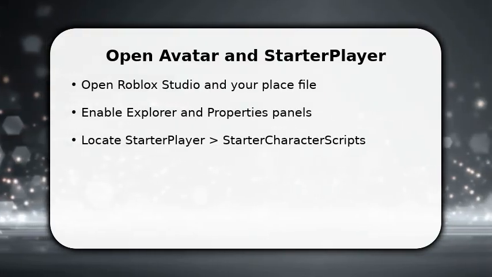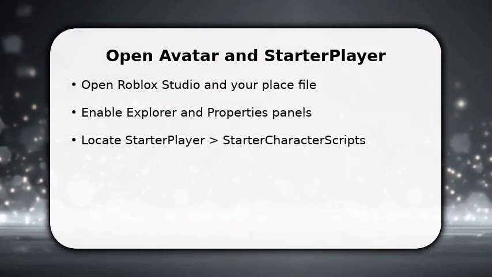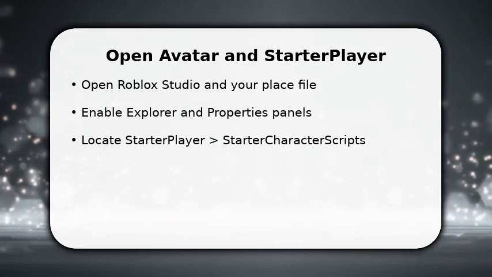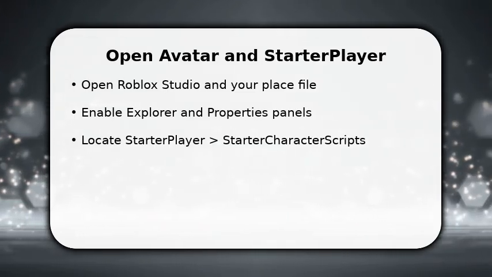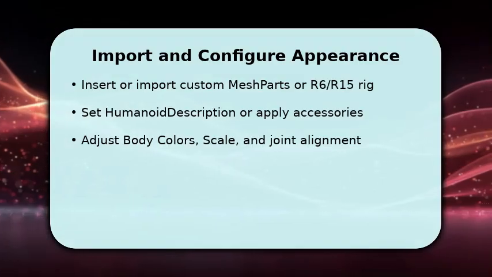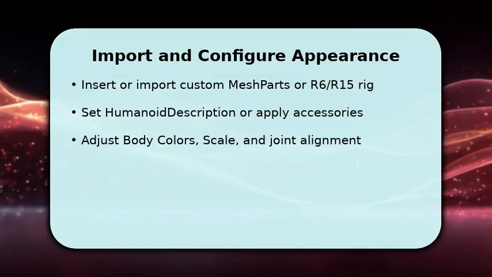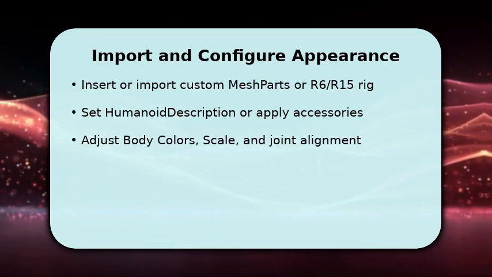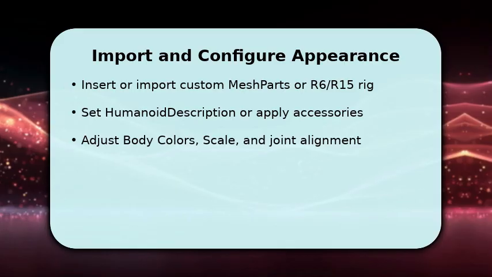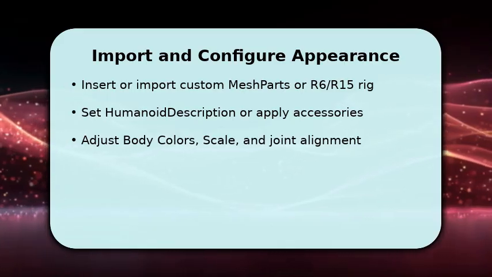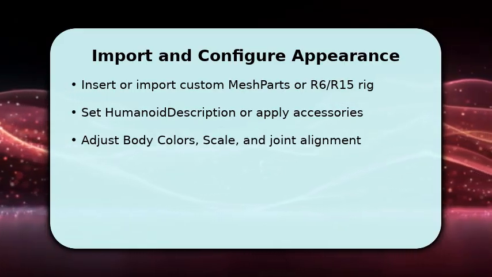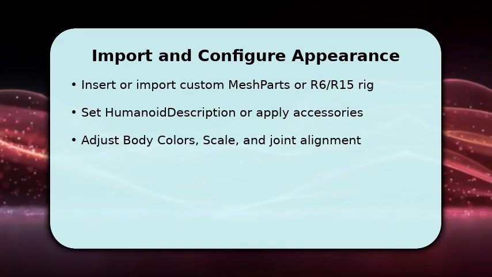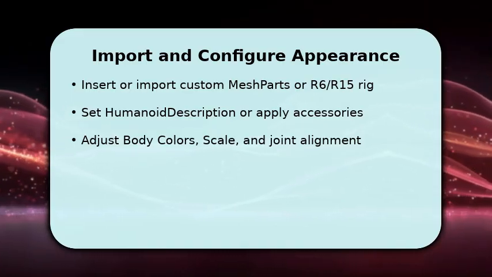Next, drag a custom rig or insert a humanoid model into Starter Character to prepare for swapping appearance at spawn. Once done with placement, import your mesh or choose R6 versus R15 and apply a humanoid description to define outfits, limbs, and body colors. You configure accessories and meshes so they align with the humanoid rig. Make adjustments in properties to fix offsets and scale mismatches.